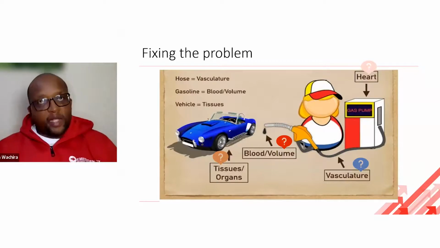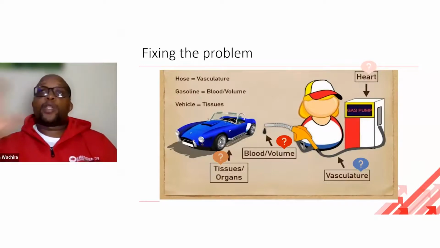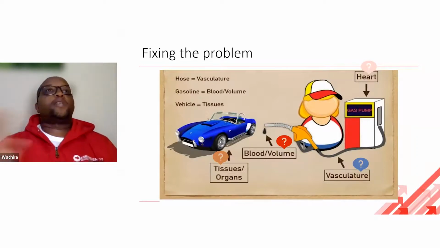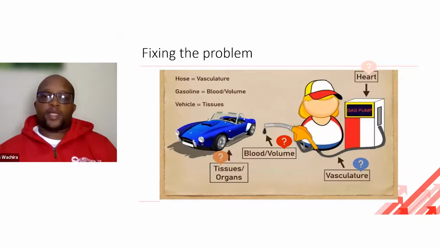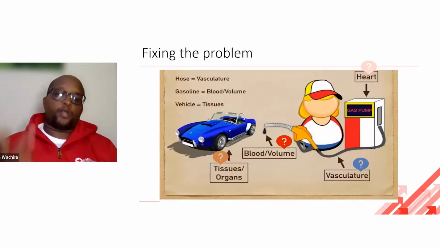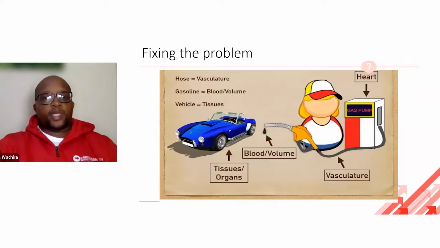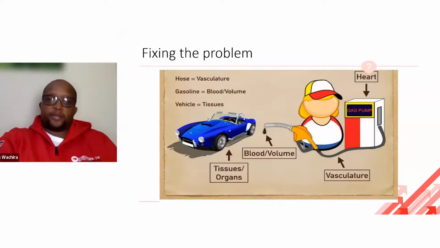Now, once you've figured out your patient is headed to shock or is in shock, do not just give fluids. Figure out where the problem is. It's the heart, blood vessels, blood volume, or tissue organs. So let's play a bit here. Let's look at the heart. What are you worried about with the heart?